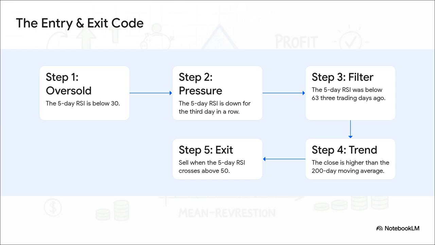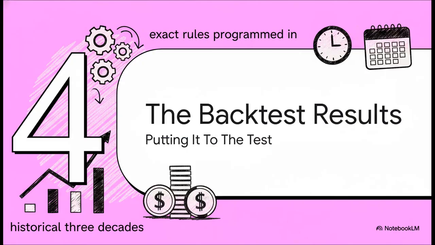And then rule 4, maybe the most important one, the closing price has to be higher than the 200-day moving average. This confirms we're only buying dips within a major long-term uptrend. Simple enough? And the exit? Even simpler. You just sell as soon as that 5-day RSI pops back above 50. That's your signal that the short-term momentum is back. So you take those exact rules, program them in.